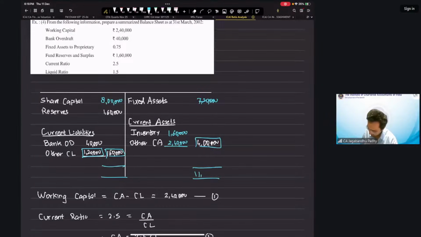Okay, so total is 11,20,000. So balance sheet tallies at 11,20,000, right, guys?